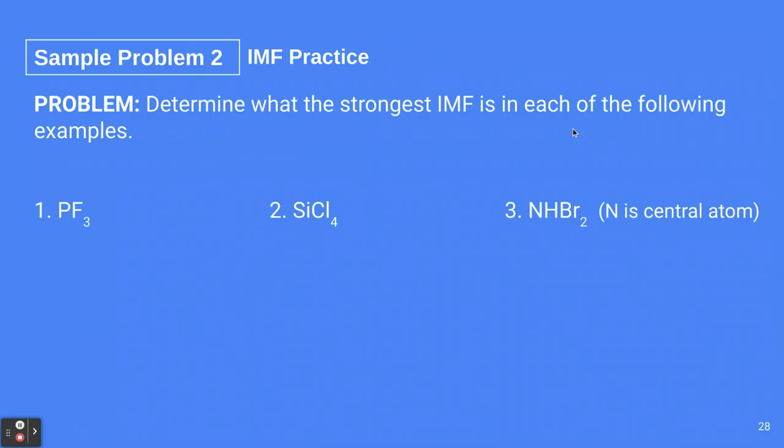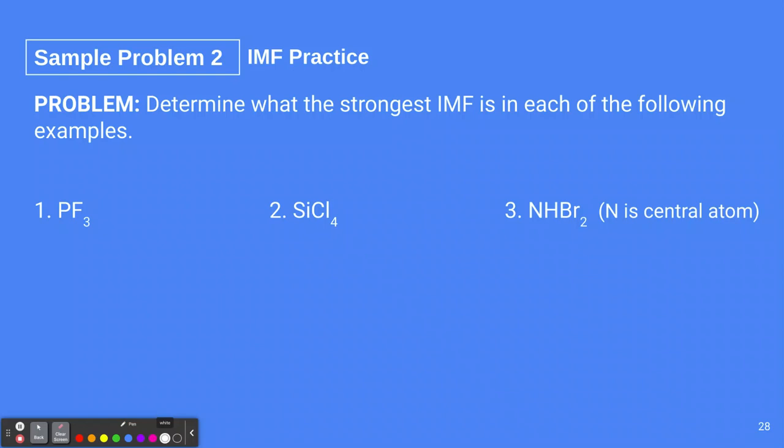So let's practice some of these. Determine what the strongest IMF in each of the following examples is. Again, remember they all have dispersion, but some of these may have a stronger type of attraction. So pause, work on the problem, and then come back.